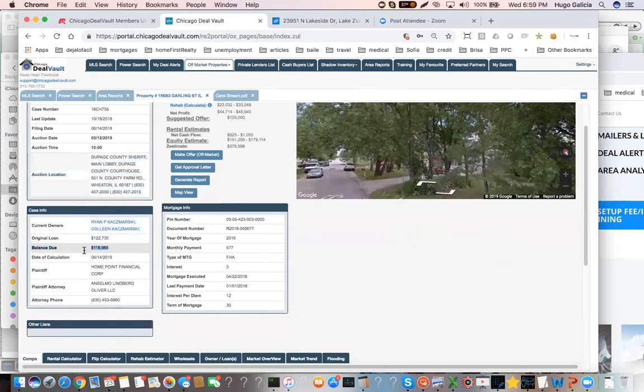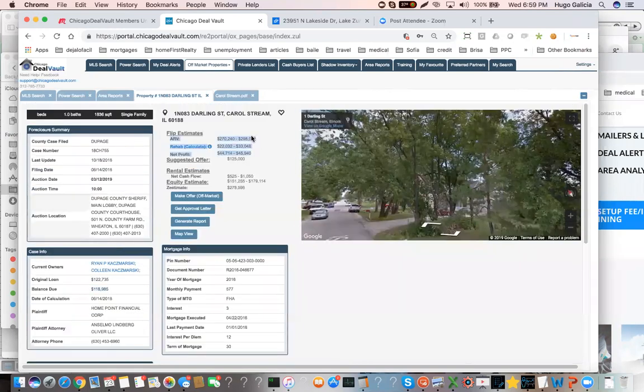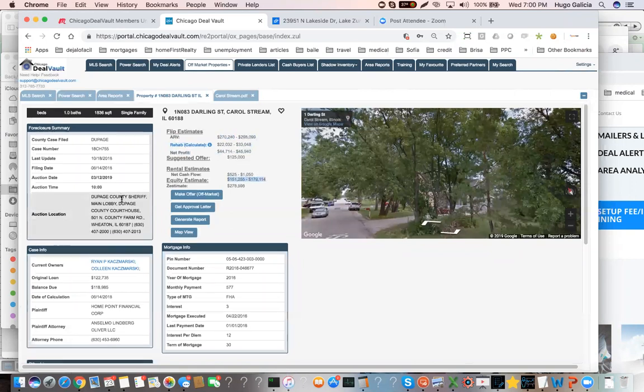Now let's look at how much equity we have on this deal. So the owner owes $118,000, and the property could be worth up to 300,000. So there's a lot of equity on this property. Look at this. There's over 150,000. So this is a great deal.